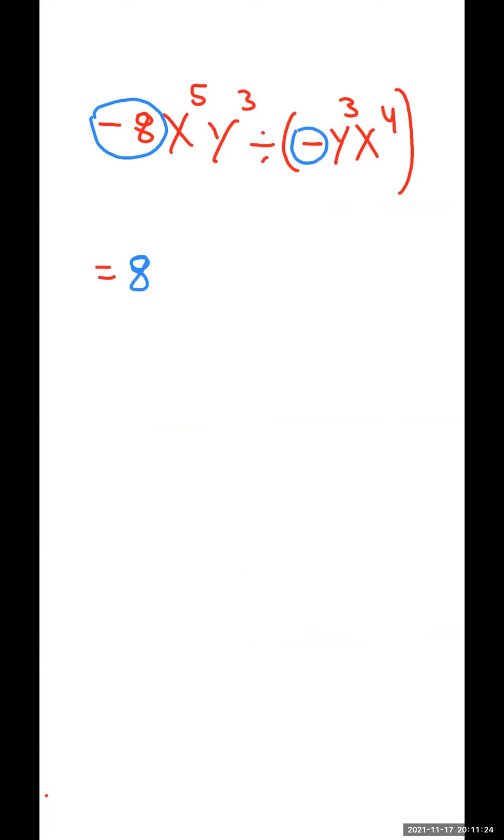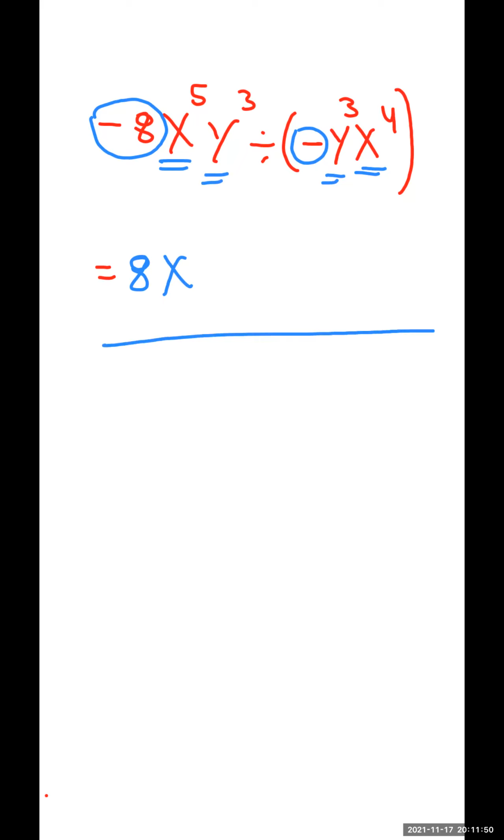Great. x to the power 5 divided by x to the power 4, so x. Then y to the power 3 divided by negative y to the power 3 will be 1, not 0, guys. If I ask you a question like 5 over 5, you will say it equals 1. A term divided by itself means 1, right? So it will equal 8x.